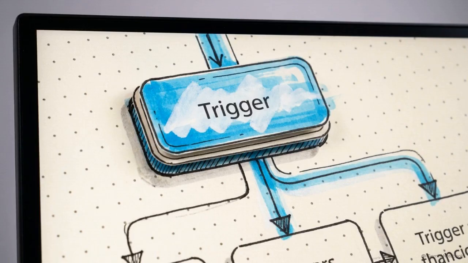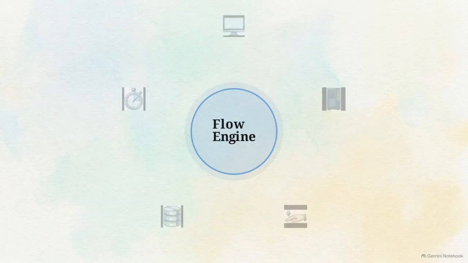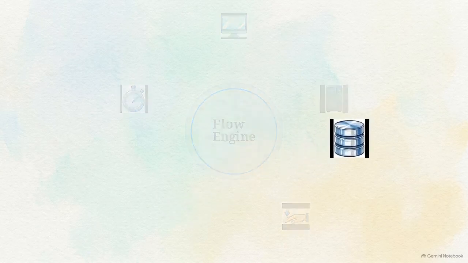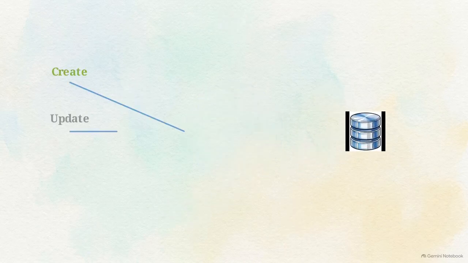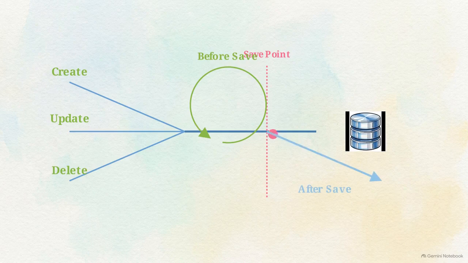The first layer of any flow is the trigger. For a system to operate without a human, it must know exactly when to wake up. The Flow engine monitors 5 triggers: screen, server, button, database, or clock. The most frequent is the record-triggered flow, activating when data is created, updated, or deleted. It runs before save to fix data in transit, or after save to trigger external actions.